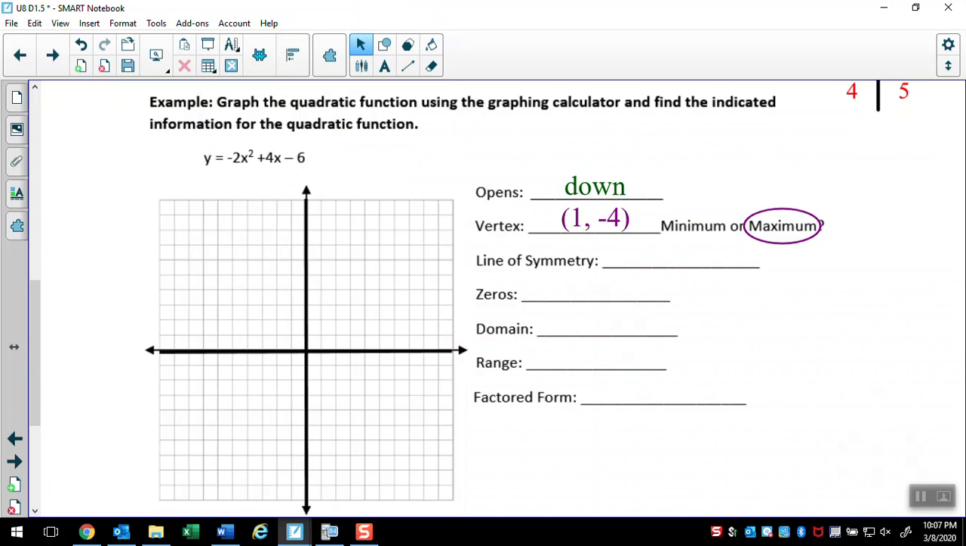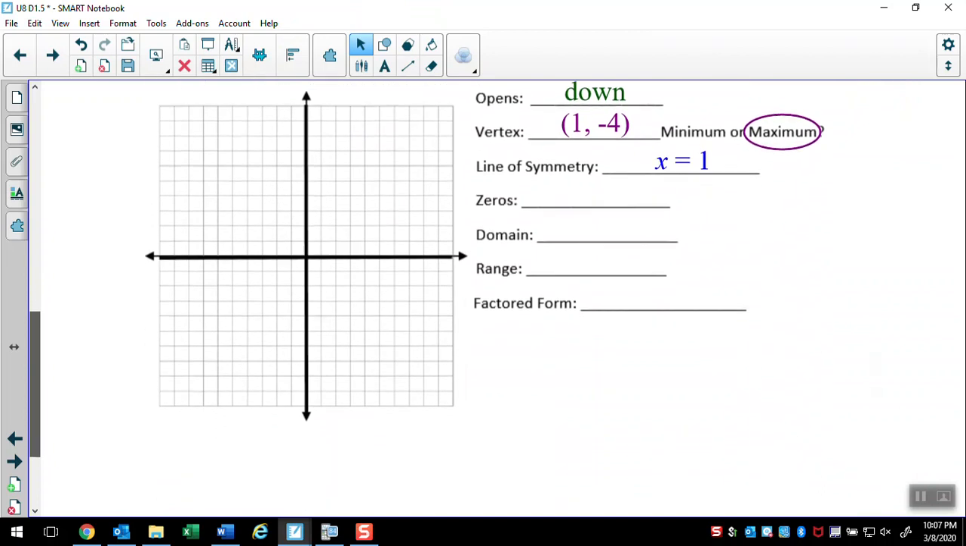All right, my line of symmetry, I can pull from my vertex. My vertex x value was 1. So my line of symmetry is x equals 1. So I can put in that dashed line. Oh, I didn't do it on this one this time. All right, my zeros. So now let's create our table so we can actually graph it. And then we can pull the rest of our information.